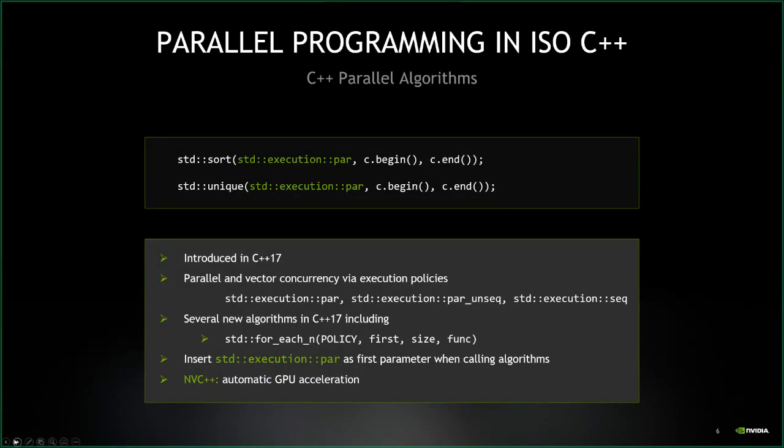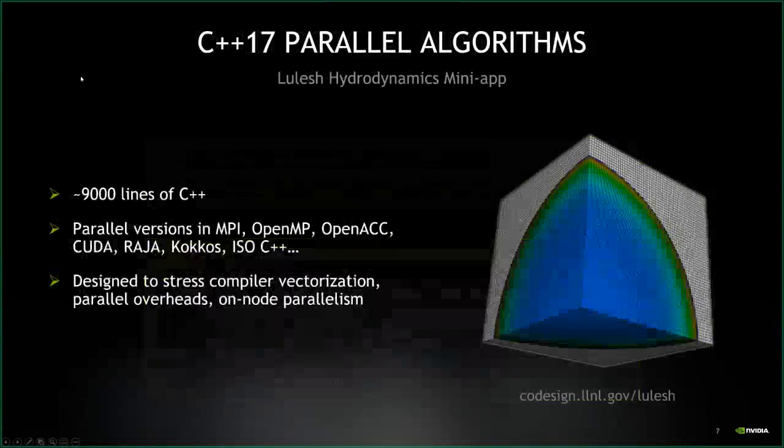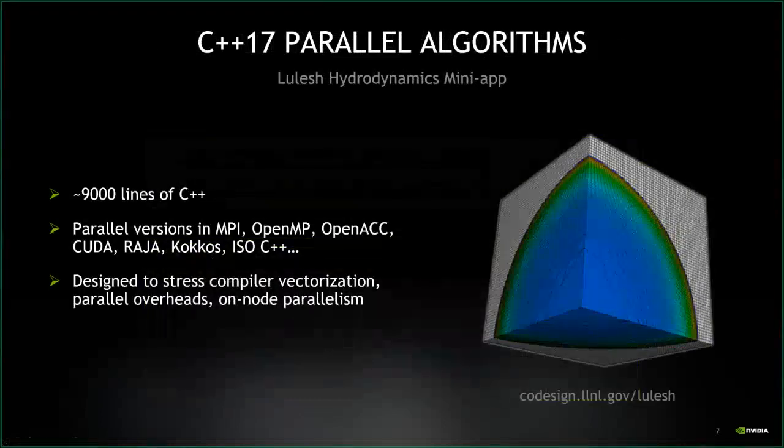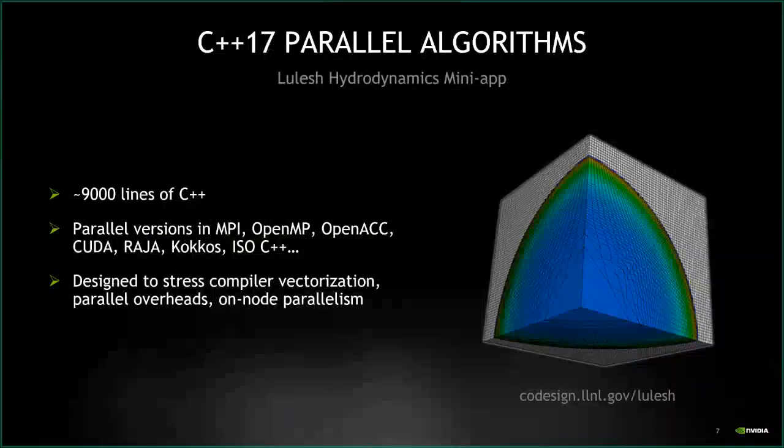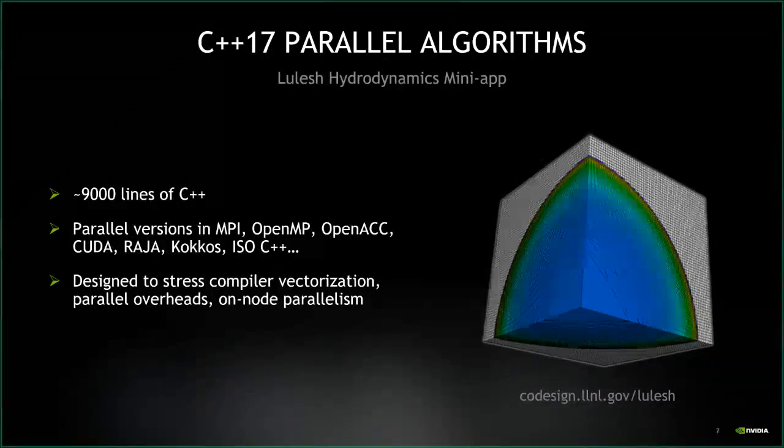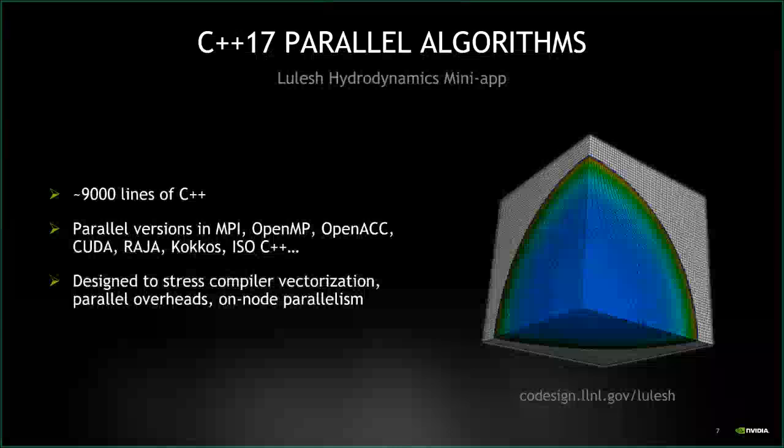So let's take a look at a use case here. I'm going to start with the LULESH hydrodynamics mini app. This is out of Lawrence Livermore. It's about 9,000 lines of C++. Parallel versions, if you go look at the GitHub repository, are available in MPI, OpenMP, OpenACC, CUDA, RAJA, Kokkos, and now ISO C++, because we went ahead and upstreamed that. And it's designed to stress compiler vectorization, parallel overheads, and on-node parallelism.